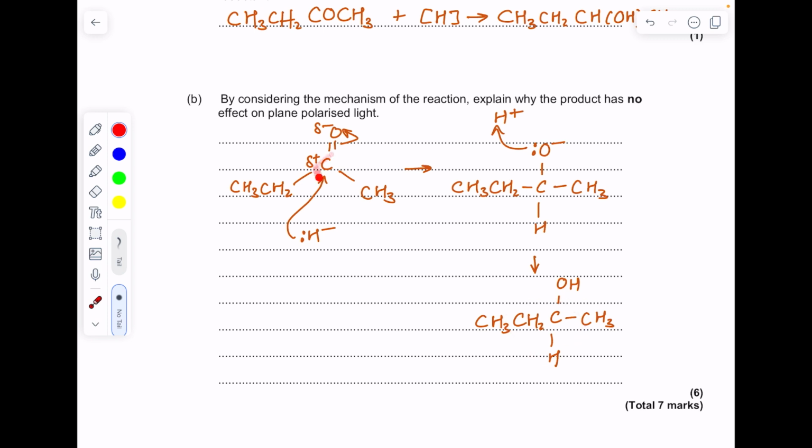And remember, that's due to that carbonyl functional group being planar, meaning that our nucleophile, the hydride ion, can attack either above or below. However, the 2 enantiomers that exist are formed in equal amounts. Remember, we call that a racemic mixture. And therefore, even though they rotate the plane polarized light in opposite direction, the rotation is cancelled out due to the presence of these enantiomers in equal quantities.